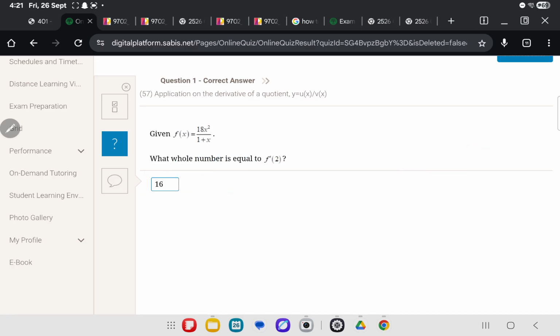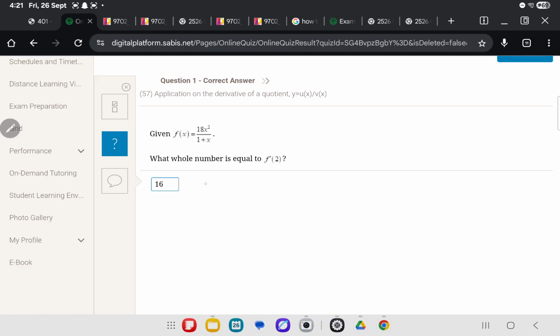However, say you don't have a calculator with an integral on it, or you're watching this one at the end of the term, because at the end of the term, you're going to start using non-integral calculators, which most of them won't have the derivative function. So what whole number is equal to f prime of 2?